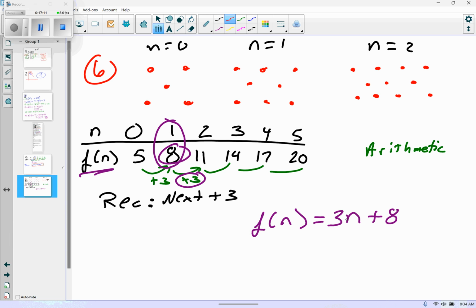So let's take 1 and plug it in. 3 times 1 is 3, plus 8 is 11. Ooh, so what do we have to do to this? Yeah, we might want to go n minus 1 plus 8. Okay, and the reason why this works this way, take a look.